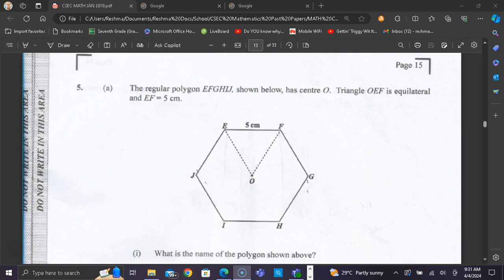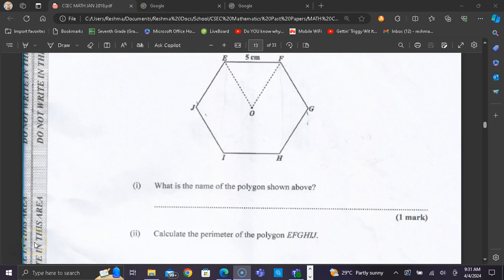So we have a regular polygon EFGHIJ shown below has center O. Triangle OEF is equilateral and EF is equal to 5 centimeters. So part 1 for 1 mark, what is the name of the polygon shown above?